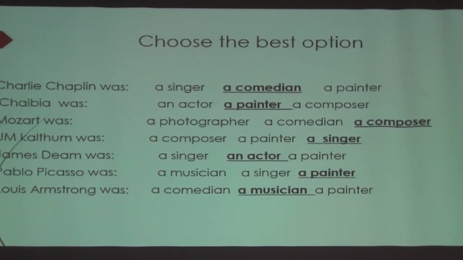James Dean was an actor. Repeat again, an actor. Pablo Picasso was a painter. Repeat again, a painter. Louis Armstrong was a musician. A musician. Good job, guys. I can tell that some of you have very correct answers. Excellent. So remember, comedian, painter, composer, singer, actor, and finally, a musician.